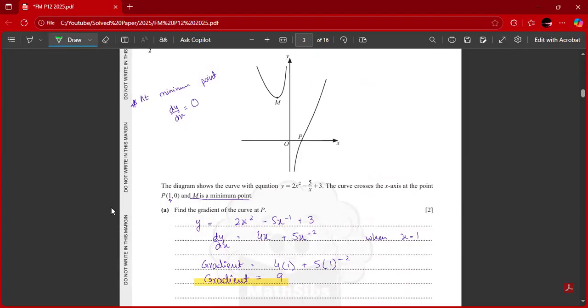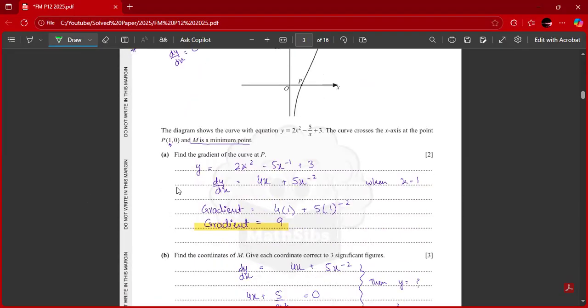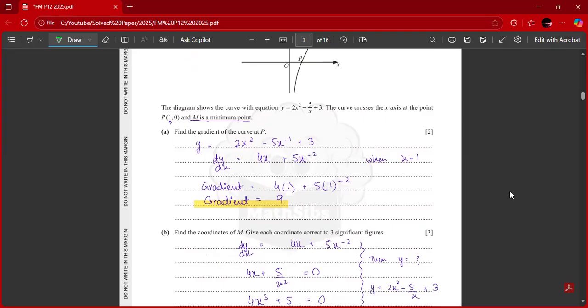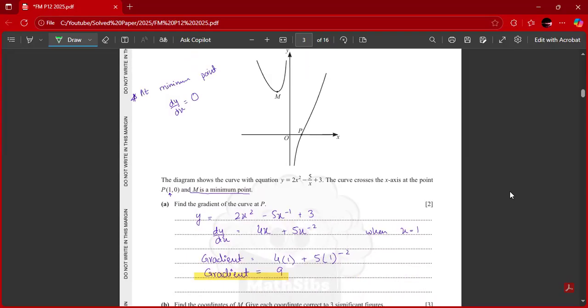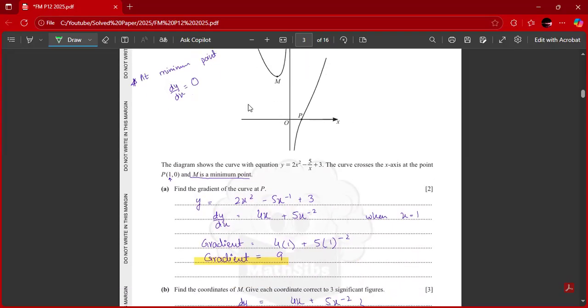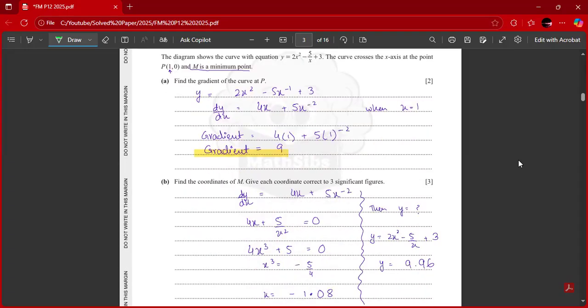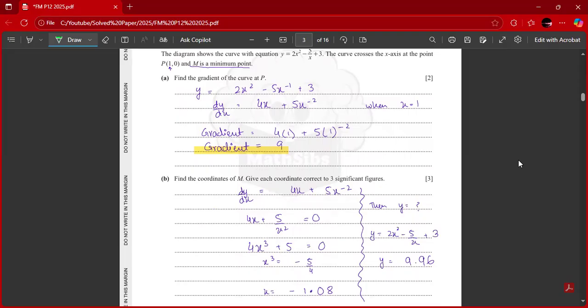Now when we are at P, it's given that our x is 1. It's given in the question. So when our x is 1, we find the gradient is 9. Now they're asking us to find the coordinates of M. And it is stated in the question that M is a minimum point. At a minimum point, there's a condition that our derivative is 0. So we solve the derivative.